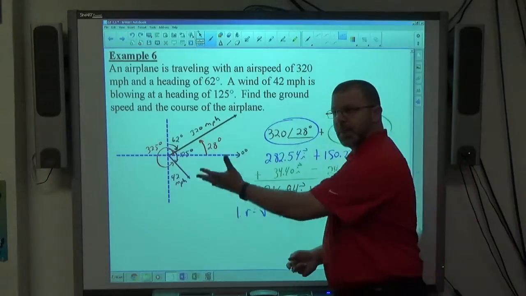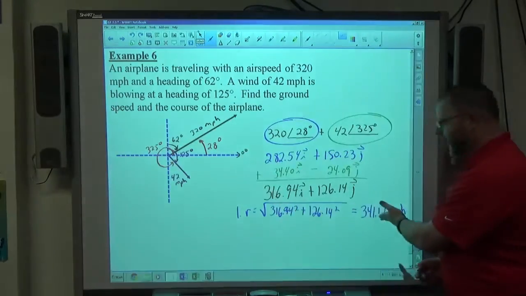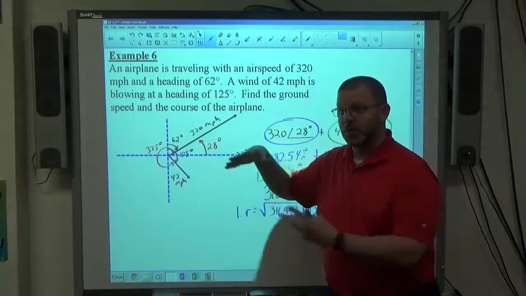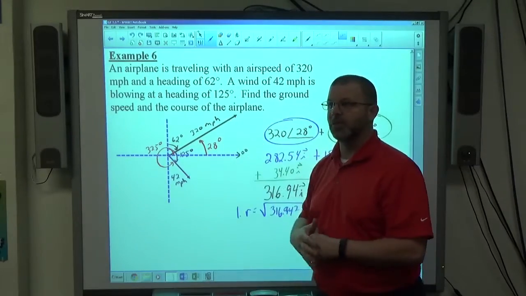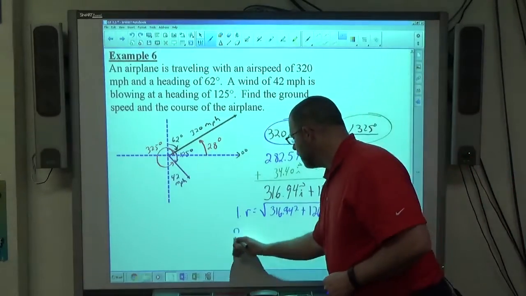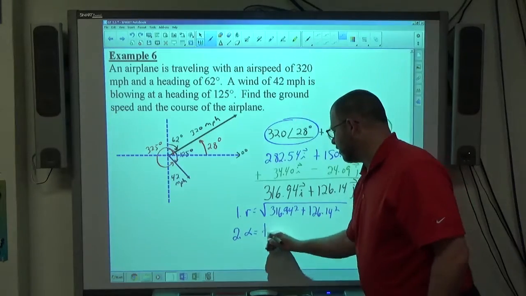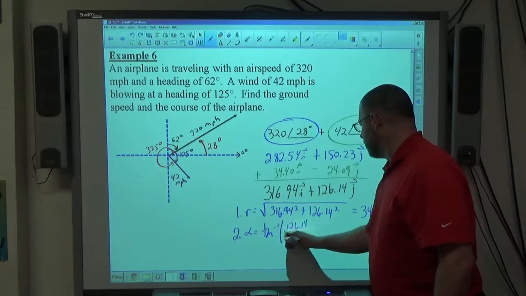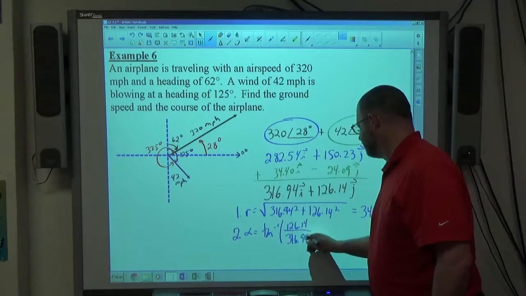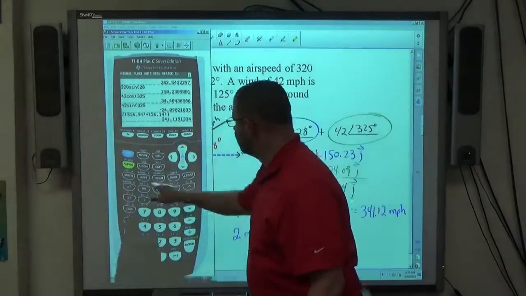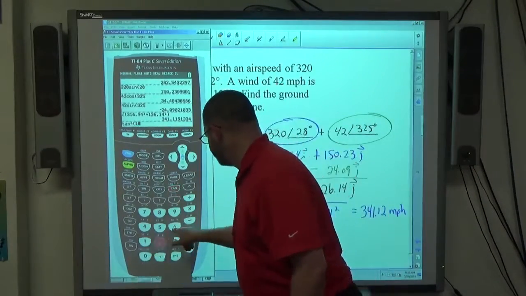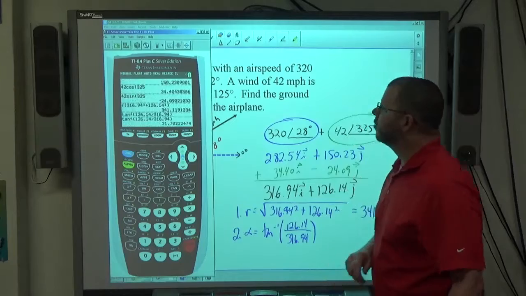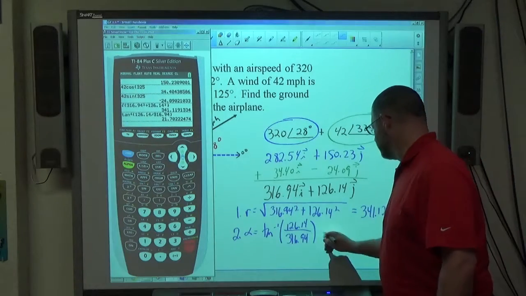So the plane itself was supposed to be flying 320. It's actually going 341. It's going an extra 20 miles an hour because the wind is pushing horizontally some, even though it's going against it vertically. Horizontally, it's actually pushing it faster. Step 2: alpha is the inverse tangent of the vertical over the horizontal. So 126.14 over 316.94, inverse tan of that, and that comes out to 21.70 degrees.